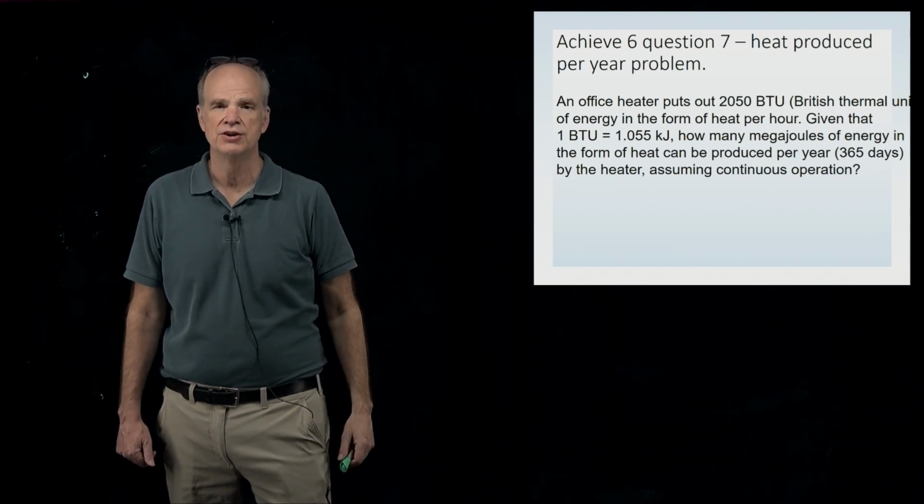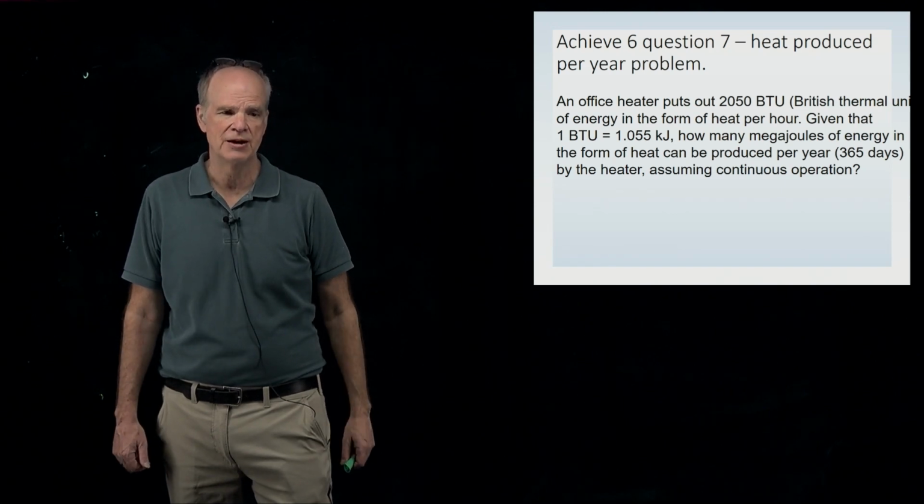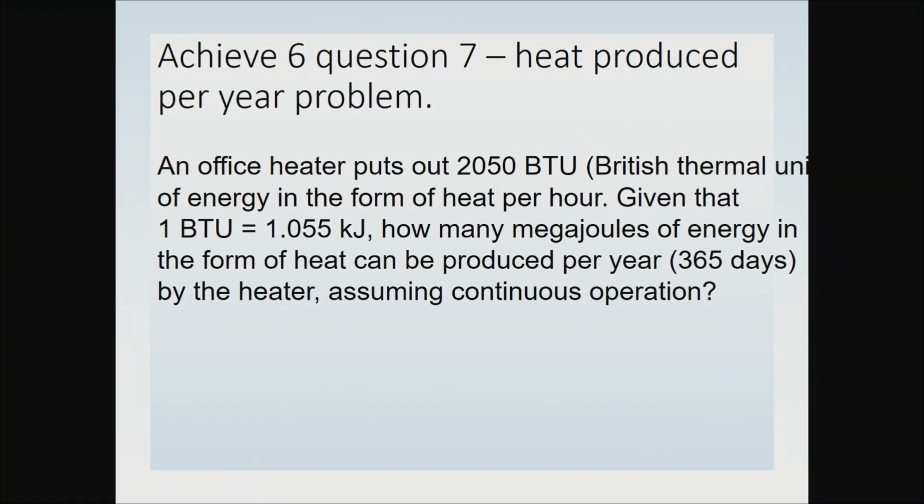And so now I want to do achieve number 6, question number 7. So if I can blow that up really quickly. It says an office heater puts out 2050 BTUs, which stands for British Thermal Unit, of energy in the form of heat per hour. Given that 1 BTU is equal to 1.055 kilojoules, how many megajoules of energy in the form of heat can be produced per year by the heater, assuming continuous operation?